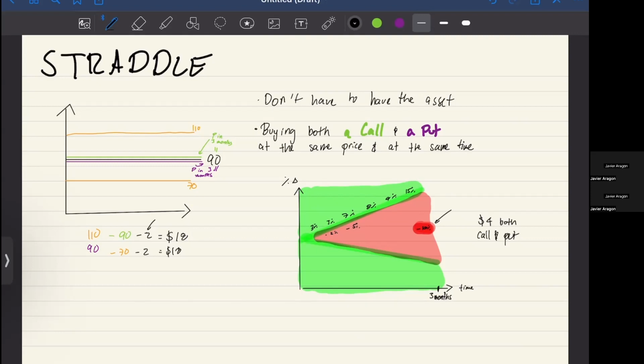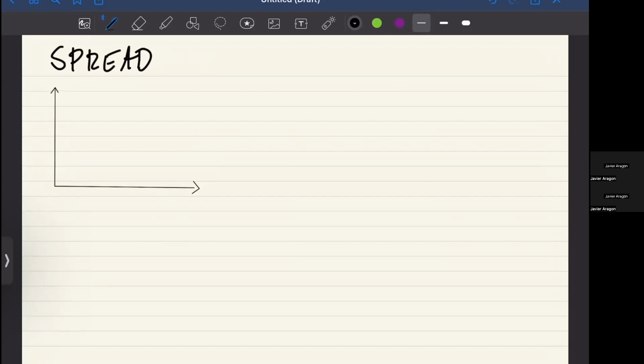So yeah. Okay, so this one's really interesting because we're looking at a spread, and more specifically, we're looking at a bullish spread.